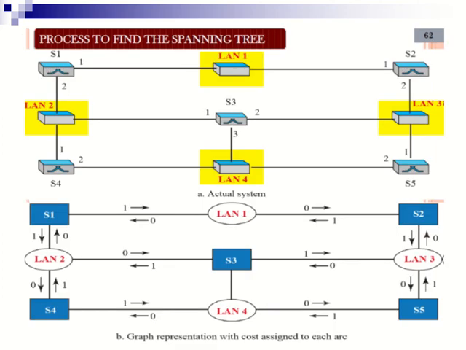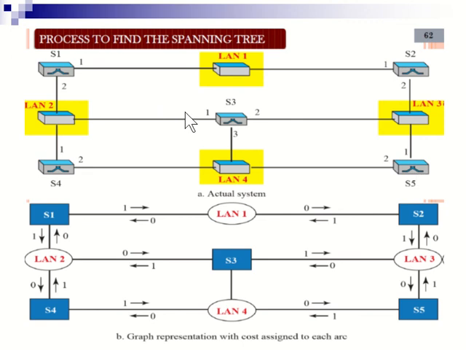Let us see the process to find a spanning tree. This is the example wherein we have five switches S1, S2, S3, S4 and S5, used to connect four different LANs: LAN 1, LAN 2, LAN 3, LAN 4. As you can see here, there are multiple paths from one network to another network. So there is a looping problem presently.